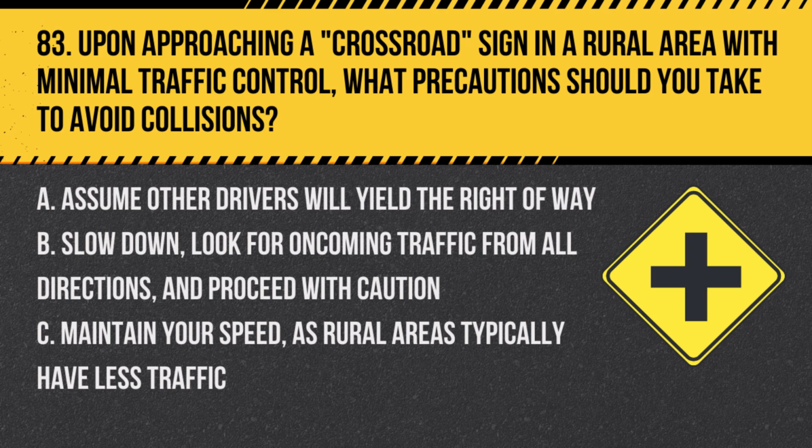Upon approaching a crossroad sign in a rural area with minimal traffic control, what precautions should you take to avoid collisions? A. Assume other drivers will yield the right of way. B. Slow down. Look for oncoming traffic from all directions and proceed with caution. C. Maintain your speed as rural areas typically have less traffic.